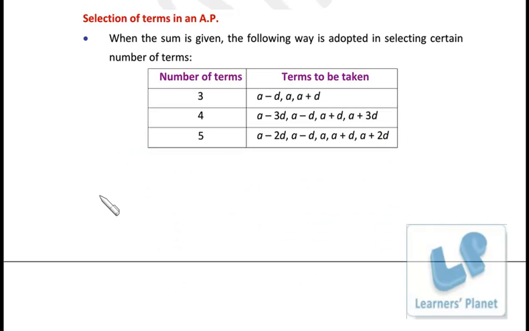Now how do we select the terms in an arithmetic progression? When the sum is given, the following way is adopted in selecting a certain number of terms. Suppose you have to select 3 terms, then a minus d, a, a plus d. These 3 should be taken as the 3 terms of this particular AP, right? If you have to select 4 terms, these 4 are the consecutive terms of an AP. Similarly, for 5 terms, we can choose these 5 terms as consecutive terms for the AP.